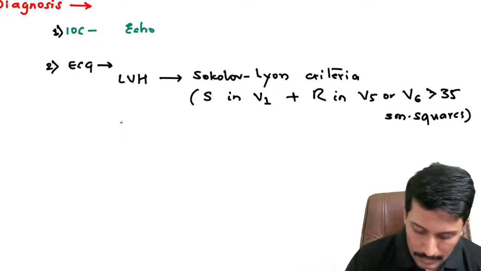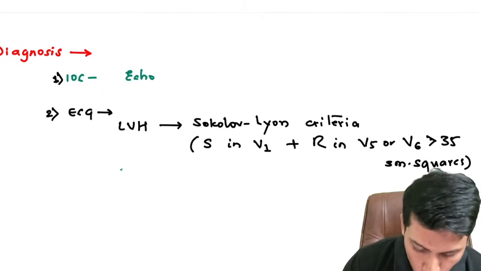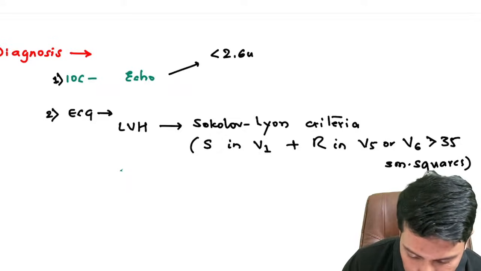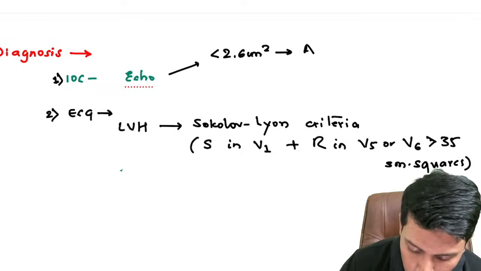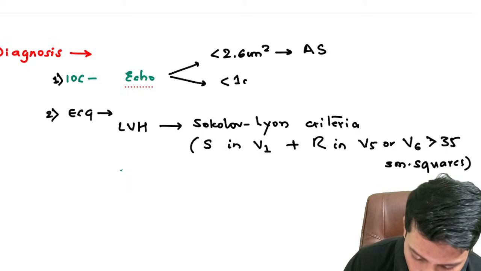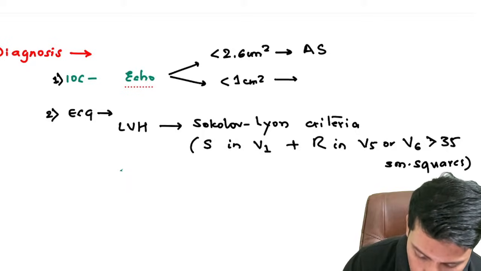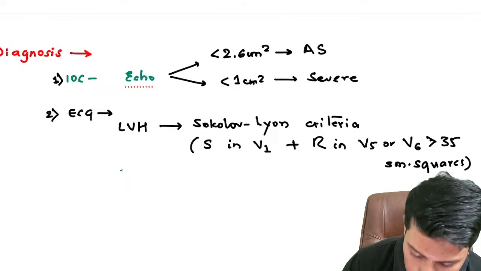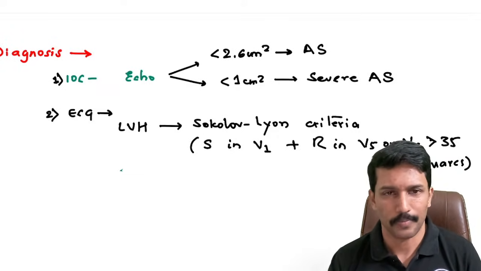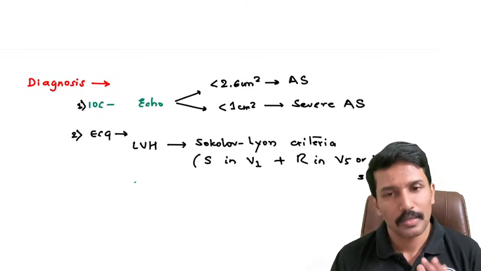Now in echo, there are 2 points I want you to write. If the valve opening is less than 2.6 centimeter square, normal being 3 to 4 centimeter square as I have already told you, we will call it aortic stenosis. And if the opening is less than 1 centimeter square, we will call it severe aortic stenosis. Okay. Now the diagnosis is done.